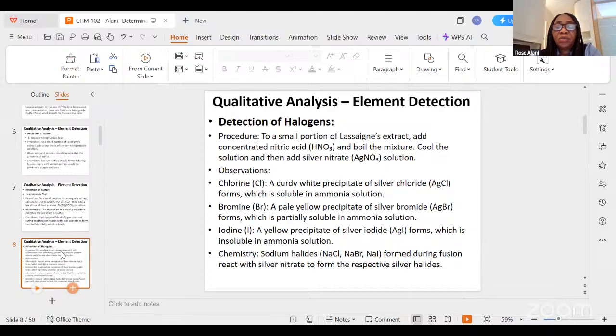If a pale yellow precipitate is formed as silver bromide, which is partially soluble in ammonia solution, then you know that it's bromine. If you have a yellow precipitate of silver iodide that is formed, which is insoluble in ammonia solution, then you know it is iodine. And the chemistry behind this is that sodium halides formed during fusion react with silver nitrate to form the respective silver halides.